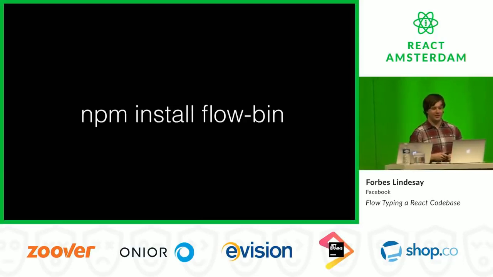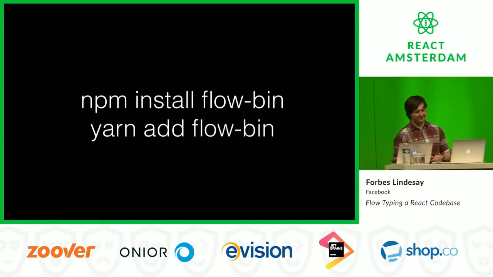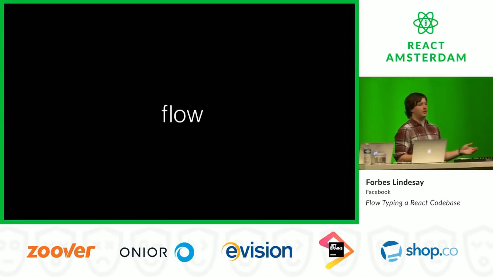Wait, that's not right. You yarn add flow-bin. And having done that, it's as simple as running flow. If you add flow-bin to your package.json as a dev dependency, you can put flow in the script, so you don't have to go around every single colleague and say, you need to run this command to install this command line globally.